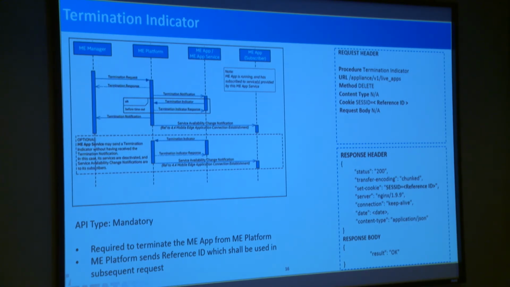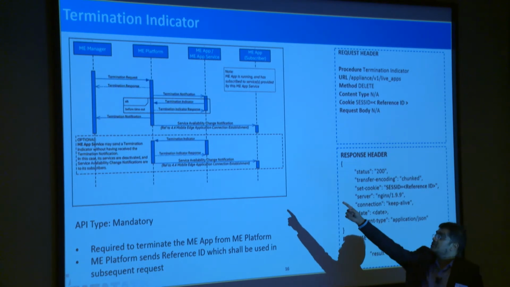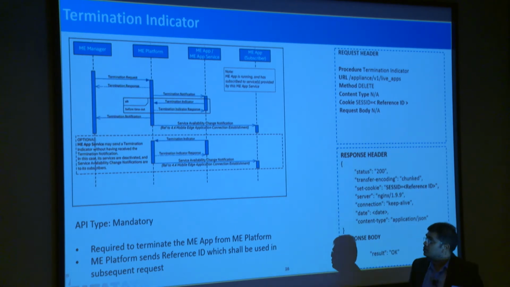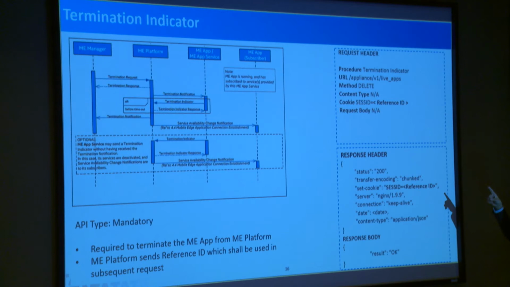Similarly, I can delete. Once I deregister, it will send a termination request, as we saw in the previous ME manager's termination request slide. Now that was initiated by the ME manager. The same thing can be done by the ME app. The ME app can also initiate the termination request, so the same rules apply here. It will send a termination indicator. Once I get the response, it will notify all the services which are consuming application services from this particular app, and the ME manager as well, that this application has gone down. We have to ensure that in my header, I use a cookie with the session ID and the reference ID that we got.